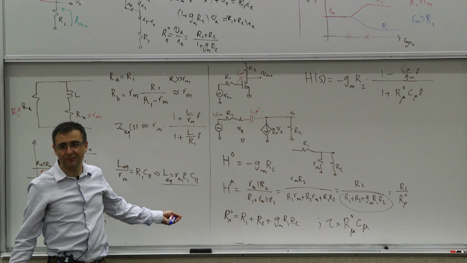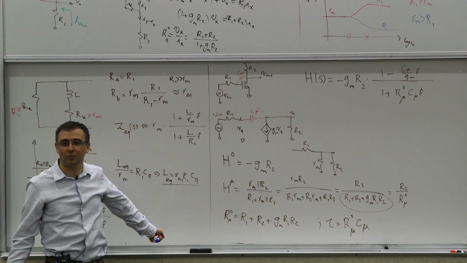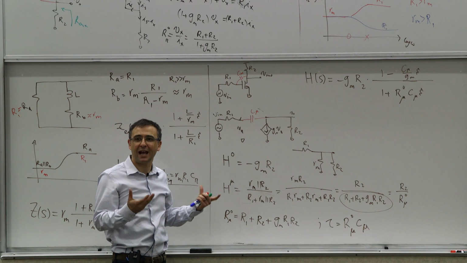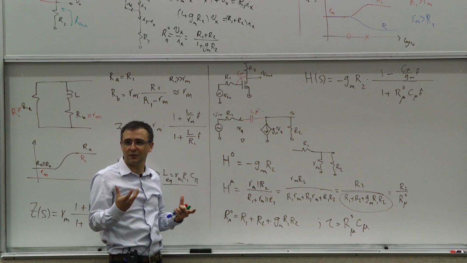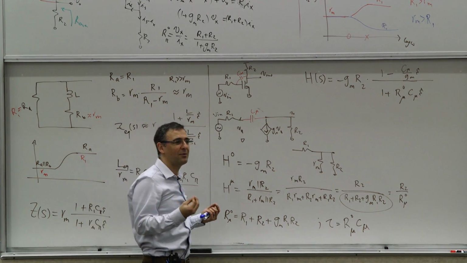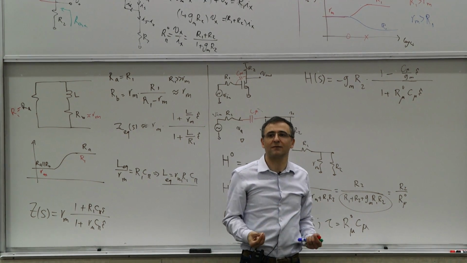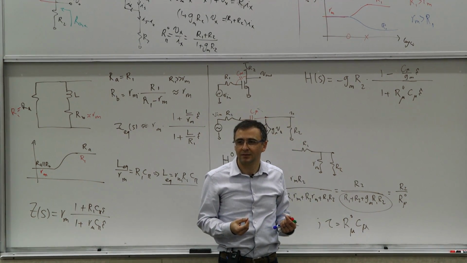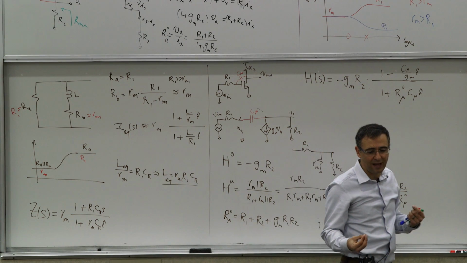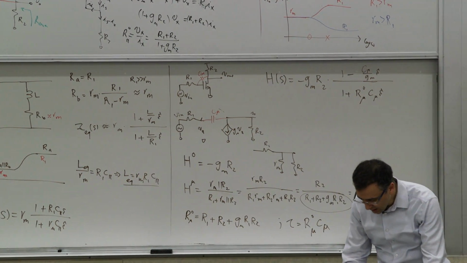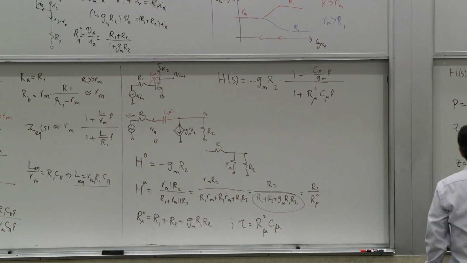Since our pole is left half plane, the zero had to be right half plane. So by inspection, you could actually tell. If you understand how it works, you can tell by inspection if something is left half plane or right half plane, where the zero, if there is a zero, is left half plane or right half plane. Okay? So that's half of the discussion.